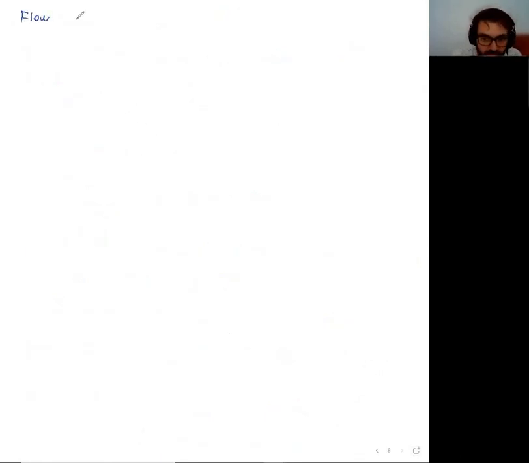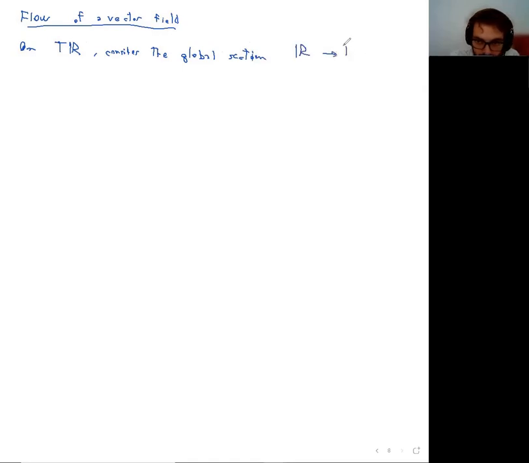Okay, when we have a vector field, we always have a thing called the flow of a vector field. So let's start with the tangent bundle to R. This is a trivial bundle. It's just diffeomorphic to R times R. But here we have a global section, which takes s and sends it to the derivative with respect to t evaluated at s.